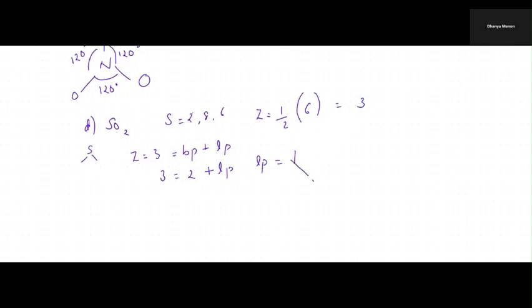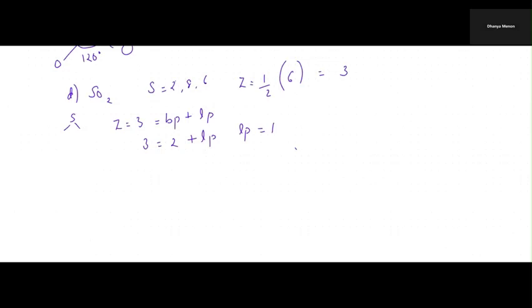Okay. Now, if Z is equal to 3, that means it is sp2 hybridization, right? And the geometry is trigonal planar, but the shape will not be the same as geometry because there is lone pair, right?